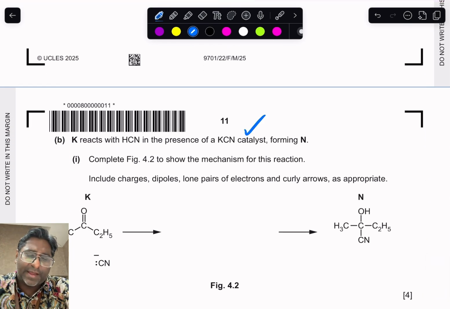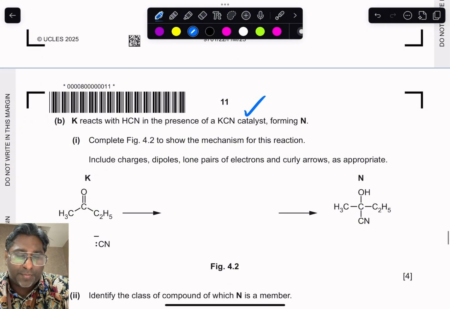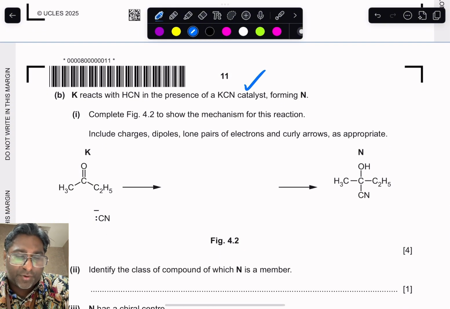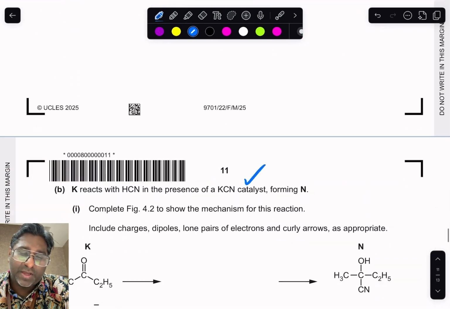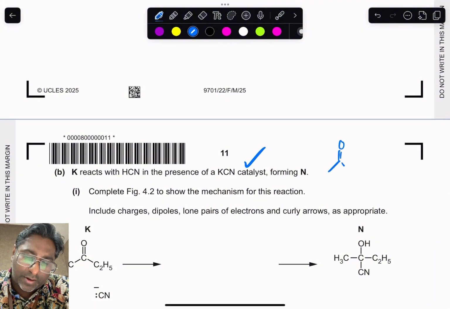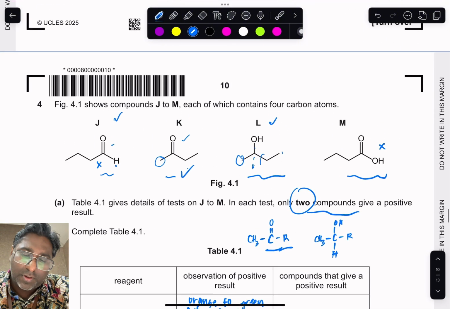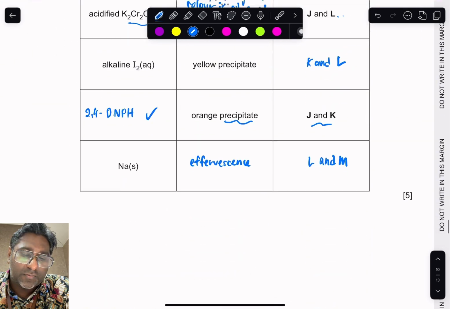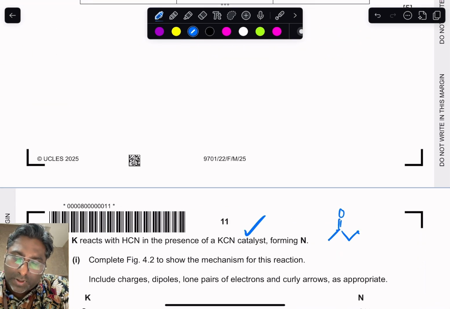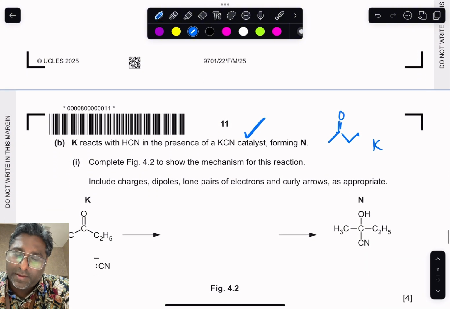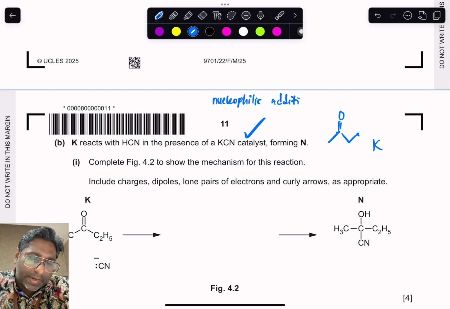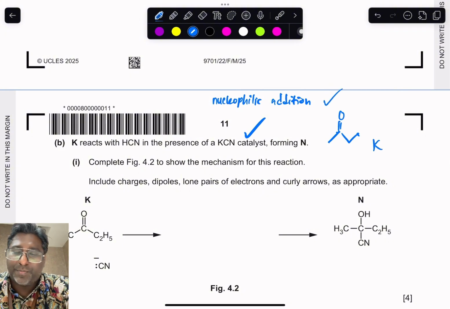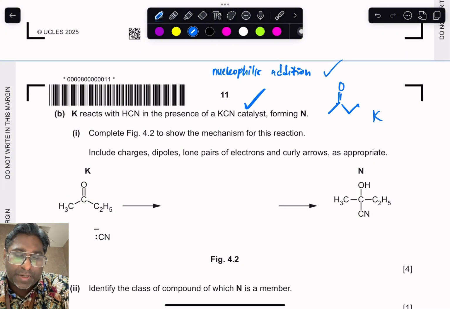K reacts with HCN in the presence of KCN, forming N. Complete figure 4.2 to show the mechanism of this reaction. So K is going to be a ketone. So I'll just write down, ketone. 1 2 3 4, 1 2 3 4. This is K, so it's a ketone. So this one is going to be a nucleophilic addition reaction. Carbonyl compounds will undergo nucleophilic addition. Complete to show the mechanism.